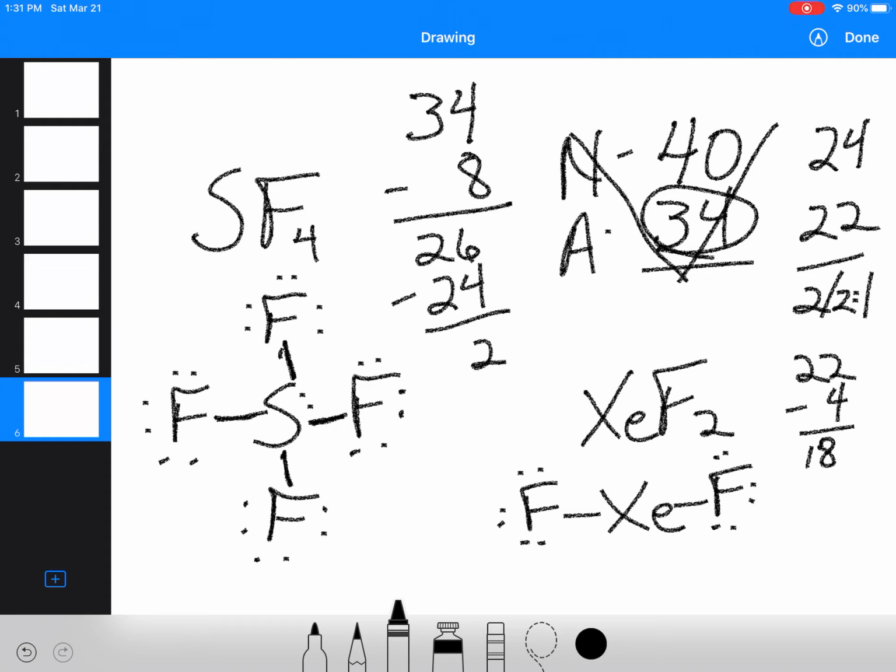That's 12 electrons for those 3 lone pairs on each fluorine. And now I've got 6 left over. Of course, the leftover ones, as always, have got to go in pairs. I'm going to have 3 lone pairs around the central xenon.